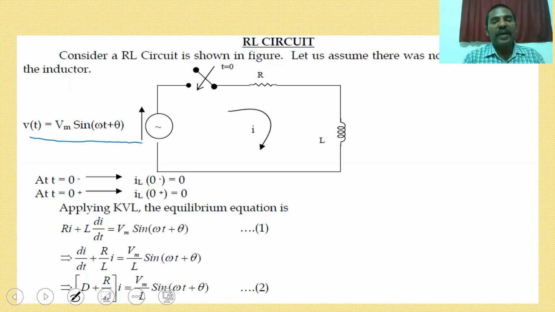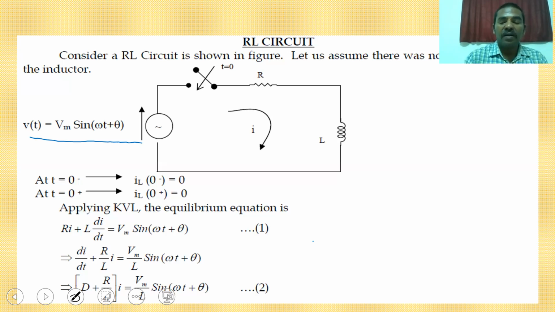So now apply KVL for the circuit after closing of the switch. The voltage drop across the resistor is R into I. The voltage drop across the inductor is L di by dt. So your applied voltage is V of t, that is Vm sin omega t plus theta. So finally you get R i plus L di by dt is equal to Vm sin omega t plus theta. So di by dt plus R by L into I is equal to Vm by L sin omega t plus theta. So capital D plus R by L into I is equal to Vm by L sin omega t plus theta.